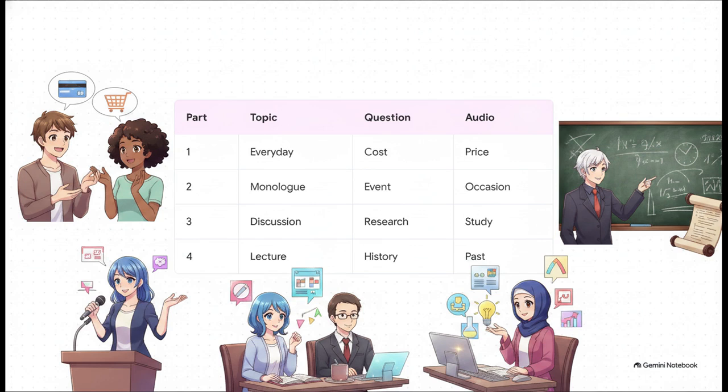By part 3, you're deep in an academic discussion where a research project is suddenly referred to as a study. And finally, in those dense academic lectures of part 4, broad concepts are swapped out entirely, like history becoming the past. You really have to train your brain to expect these shifts at literally every single level of the test.